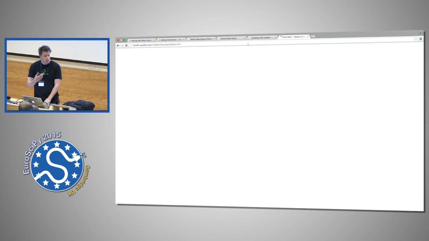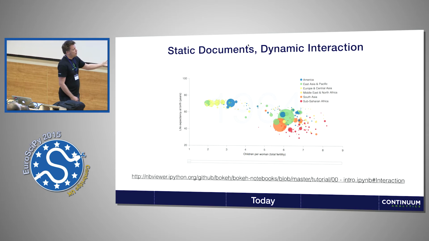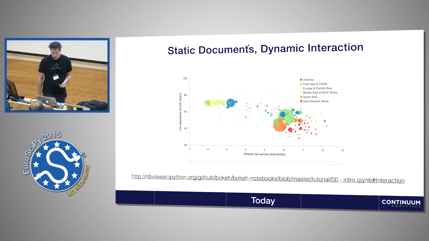That's on the NBViewer Bokeh site. There's a bunch of tutorials. In the very first tutorial, she reproduces this chart. You can move the slider and you see the exact thing that Hans Rosling showed in his TED Talk, which was the evolution of this over time. So it's very nice to see, and I encourage everyone to check that out.